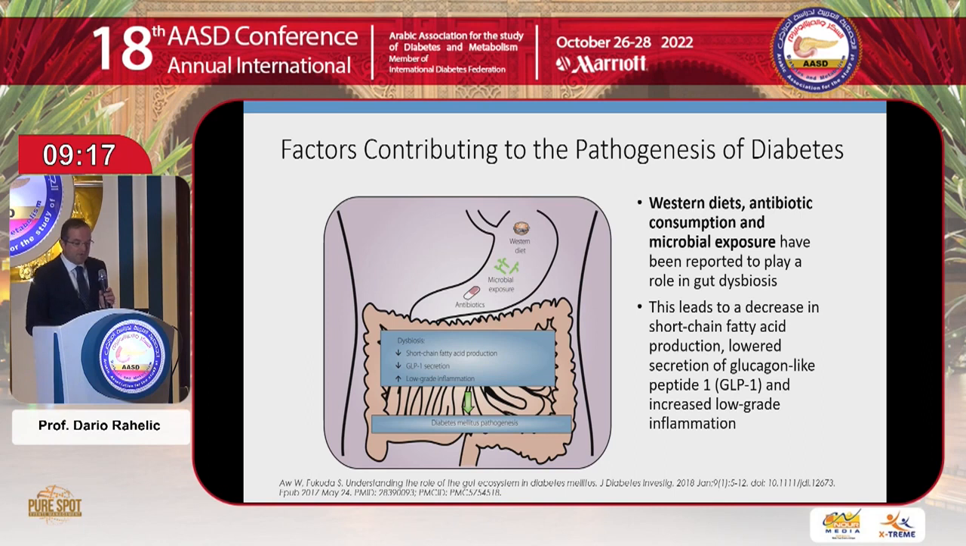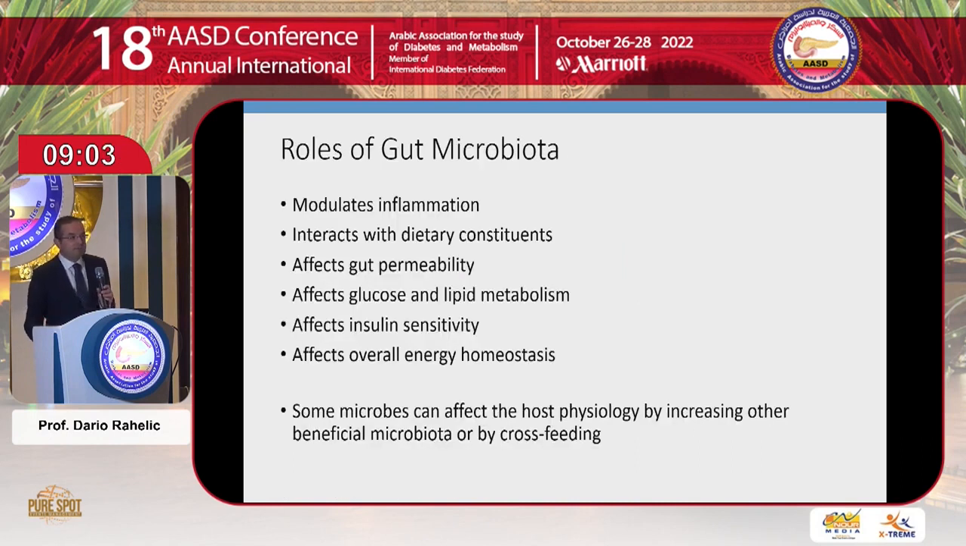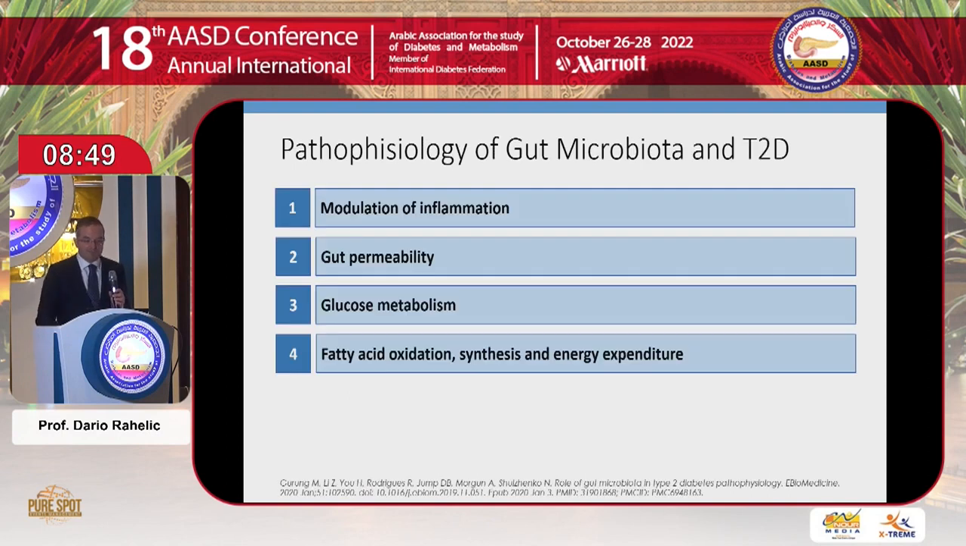Low-grade inflammation will cause translocation of bacteria to the abdominal tissue, the adipose tissue, and will cause chronic inflammation, as I already mentioned. So gut microbiota modulates inflammation, but also affects gut permeability, glucose and lipid metabolism, insulin sensitivity, and also overall energy homeostasis. These are the most important pathophysiological pathways by which gut microbiota influence type 2 diabetes: modulation of inflammation, gut permeability, glucose metabolism, but also free fatty acid oxidation and synthesis, and energy expenditure.